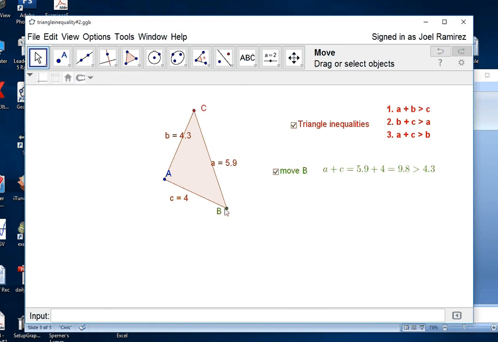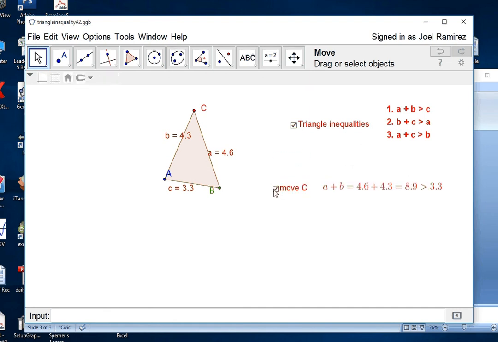If I move vertex B around, I notice that the B side stays the same, but A and C change. According to the theorem, A plus C will be greater than B. In this case, 5.2 plus 4.9, a sum of 10, certainly is greater than 4.3. And again, I can move around the vertex B. Those sums of A plus C will always be greater than the length of B.